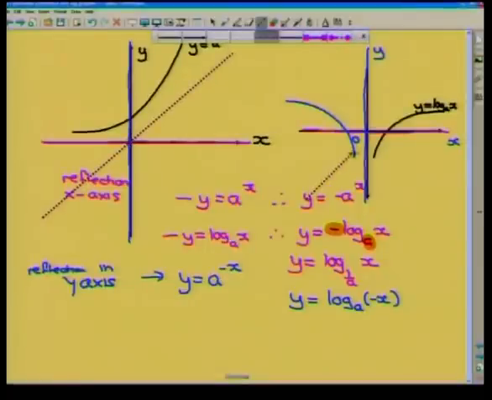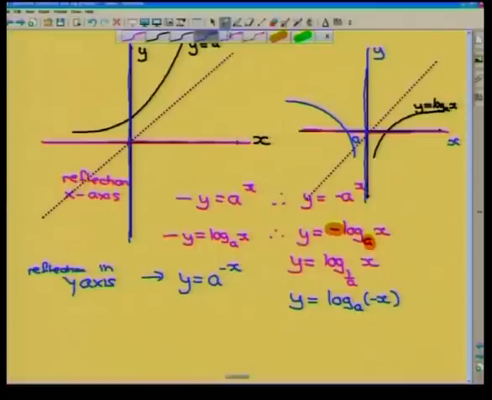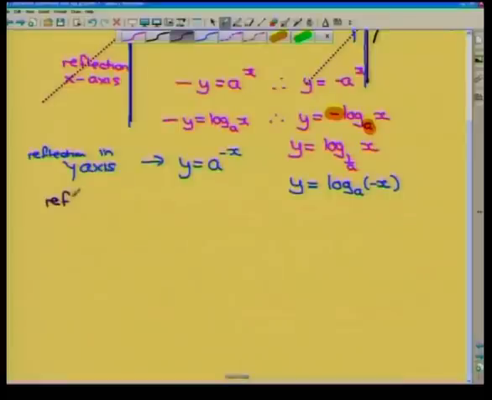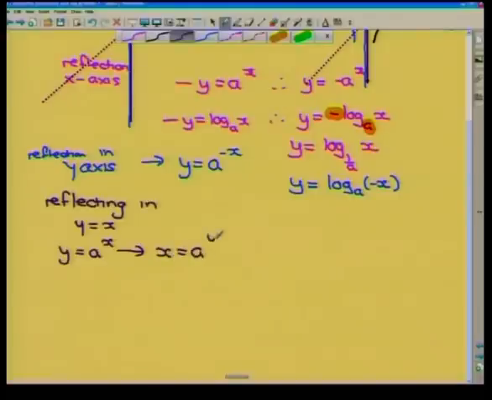Right, let's look at the last one, which is the symmetry about the line y equals x. Let's put it in both of these. Okay, and this is just a nice, neat little summary to put it all into perspective for you. So reflecting in y equals x, well, if the original was y equals a to the x, the new one will be x equals a to the y, which is y equals log to the base a of x.